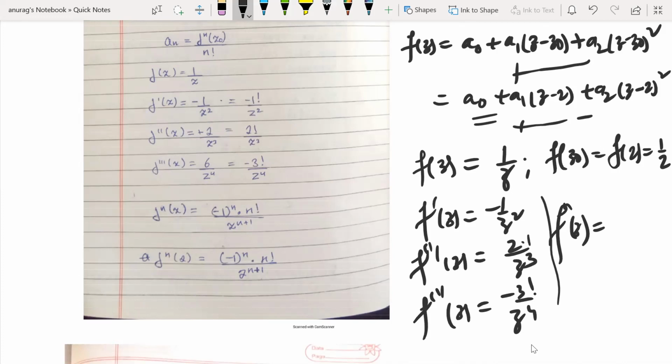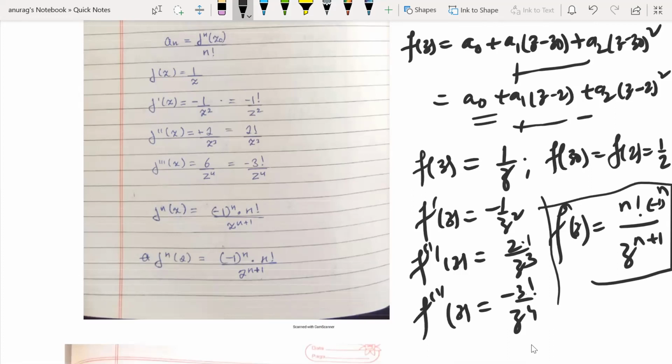It's a 2 into 1, so 2 factorial. So n factorial over z to the power n plus 1. You can see that 3 factorial will become the third derivative. Now you have one more power, so n plus 1. And even time positive, odd time negative, so you have to multiply by minus 1 to the power n. So this is the nth derivative of f(z).